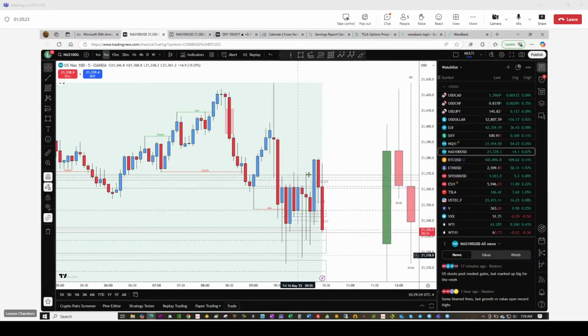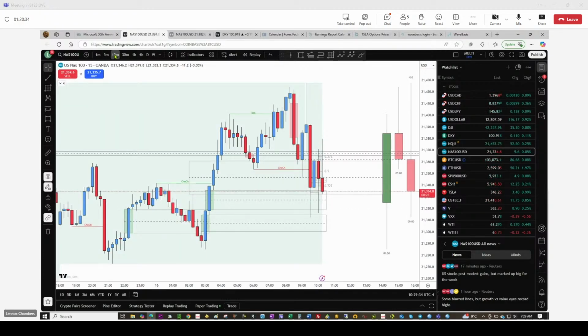Yeah, it's super choppy, eh? This is almost identical to yesterday's madness, with a 15-minute. So the expected move is still to the upside, but we're having a hard time getting out.